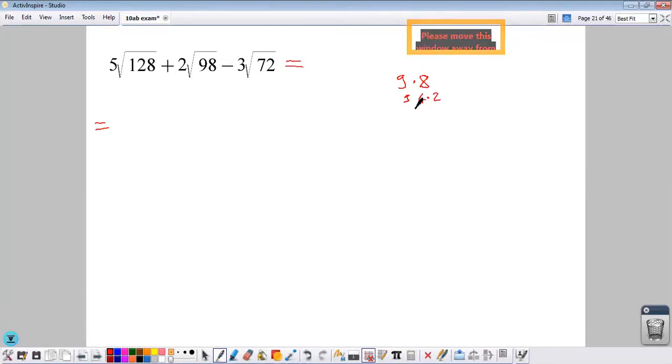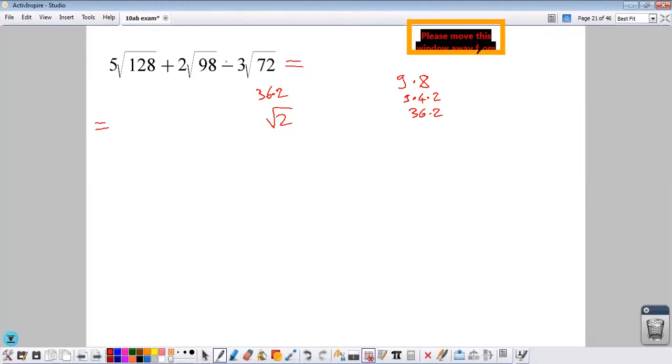So 9 times 4. Like 9 times 4 makes 36 times 2. So this 72 can be turned into 36 times 2. So then 36 can be moved out. So it will remain square root 2 inside. So if square root 2 remains from 72, it should remain from every other places also.